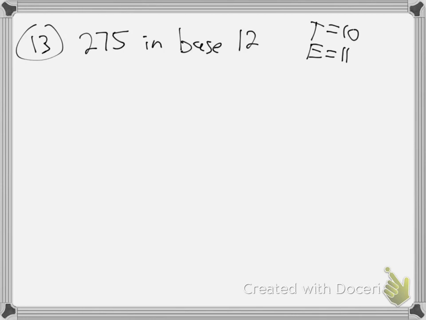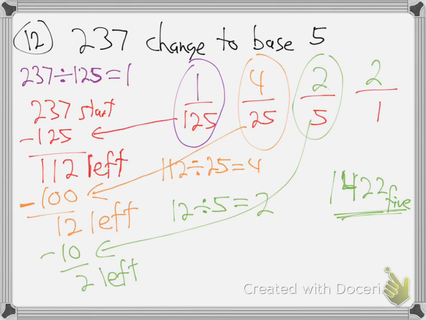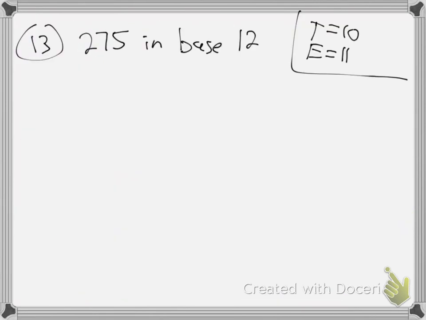When you're doing base 12, just remember, you might need a 10 in one spot. So you've got to do it with one letter. You can't write 10. So you've got to use T, and E for 11. So give it a try, see if you can do the same exact thing. That's the right problem, isn't it? 275.